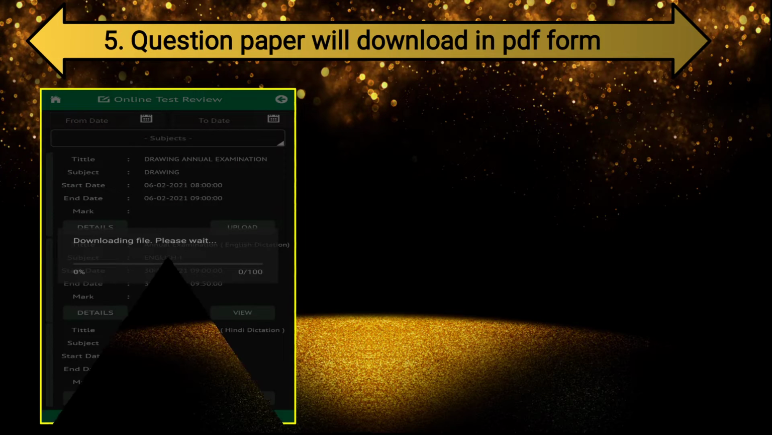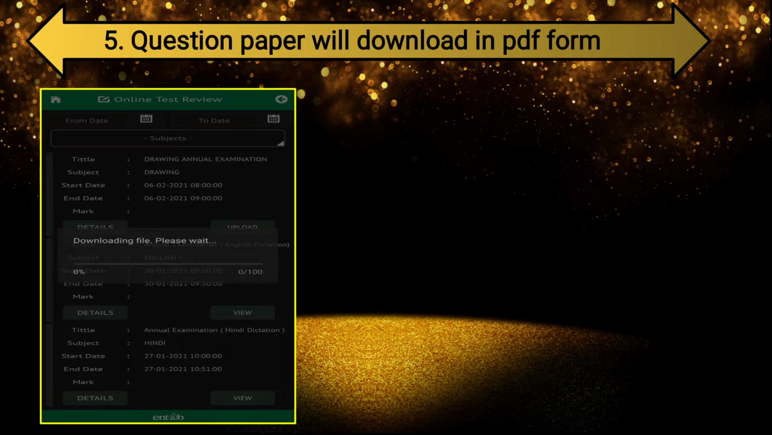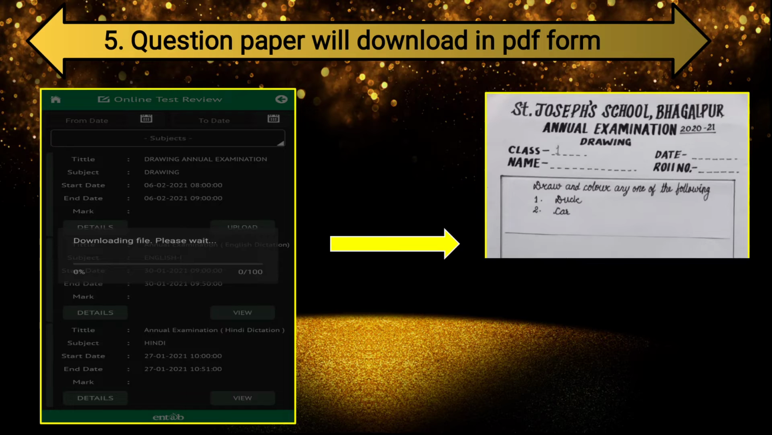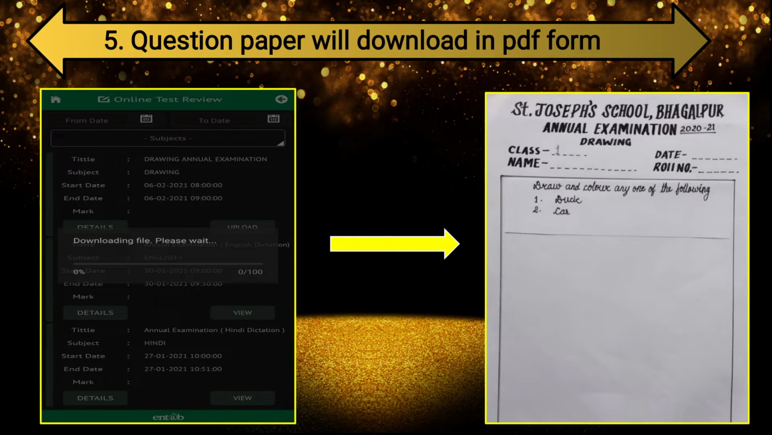After tapping on details, your drawing question paper will be downloaded in PDF form. As you see in the image, the file is downloading. Okay. Now you see on the right side, the question paper is downloaded. This question paper is of class 1. Here you will see the question: Draw and color any one of the following: duck or car. This is for class 1. Your question will vary according to your class.